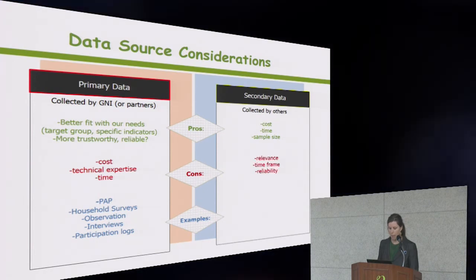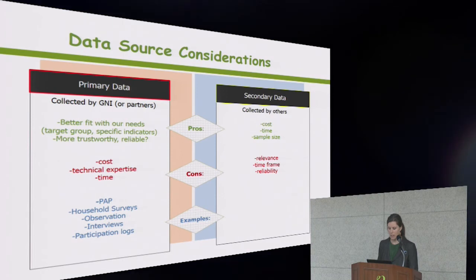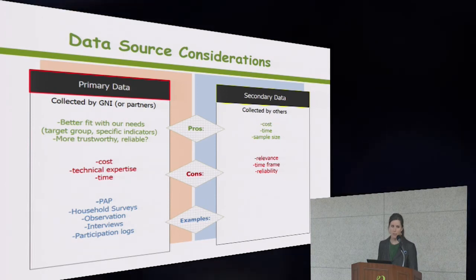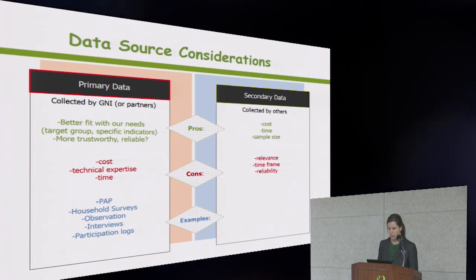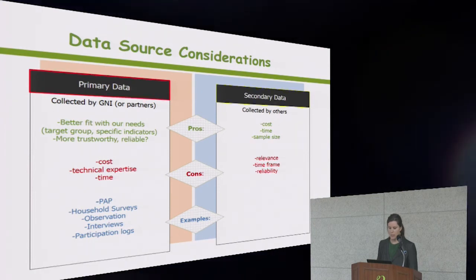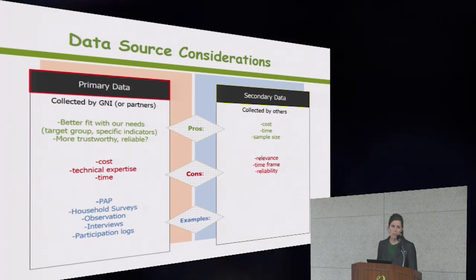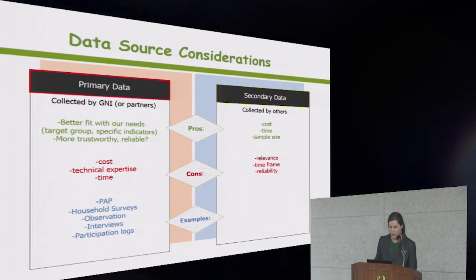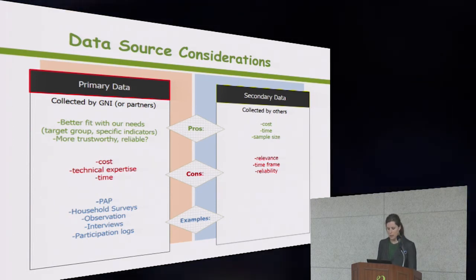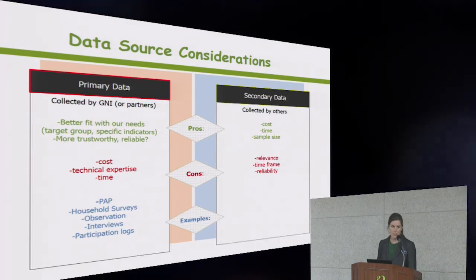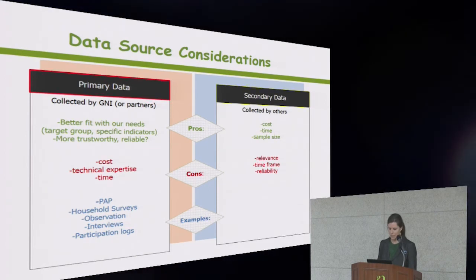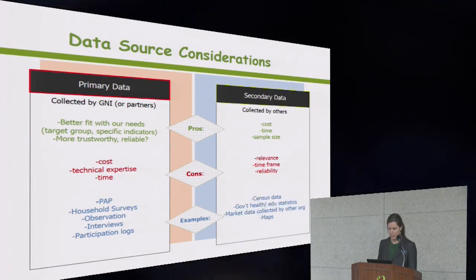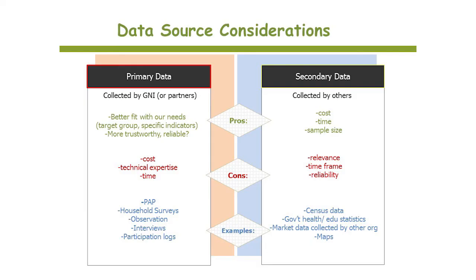Disadvantages can be, the most important disadvantage is that the data is not a perfect match for our needs. So in terms of target group and research question, the data was not collected for us or by us, so it's not going to necessarily line up with what we need. Secondary data is also often too old, and we don't know who collected it or how they collected it, so it's not necessarily trustworthy. So examples of secondary data can include census data, government health or education statistics, market data collected by other organizations, or maps.